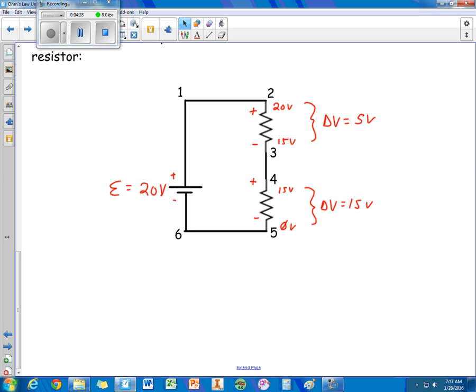All right, this concludes the unit notes for Ohm's Law.